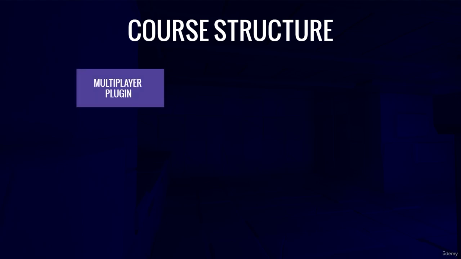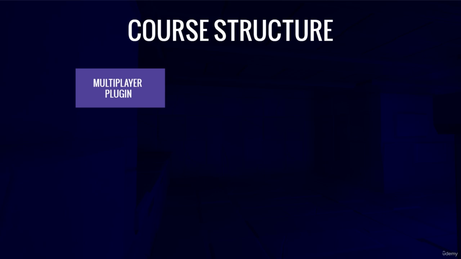This course is made of two main parts. The first part is the multiplayer plugin. We're going to create an actual plugin for Unreal Engine, and we'll be able to add this plugin to any project. And this plugin contains functionality for creating online sessions and connecting players across the internet in your game. So this will be a valuable tool that you'll likely use in your multiplayer projects that you'll create even after this one.